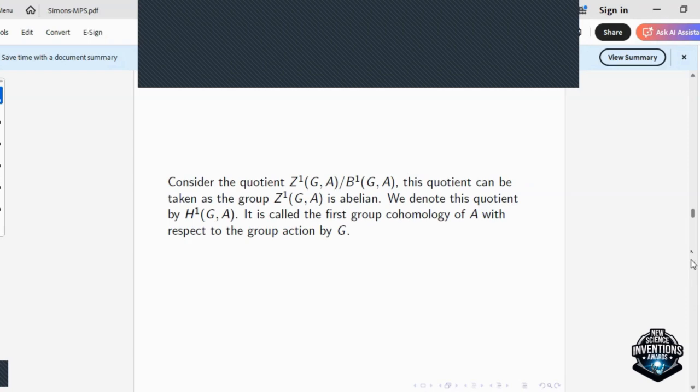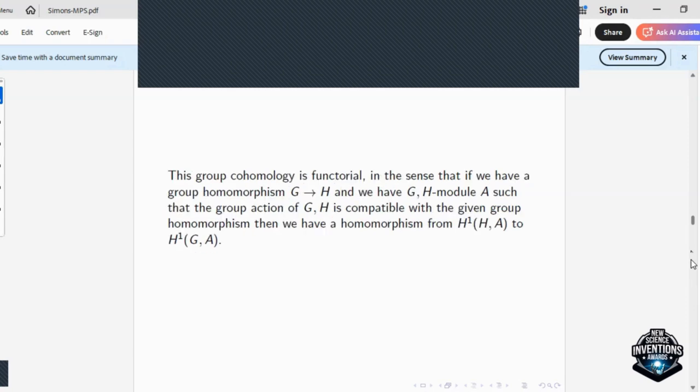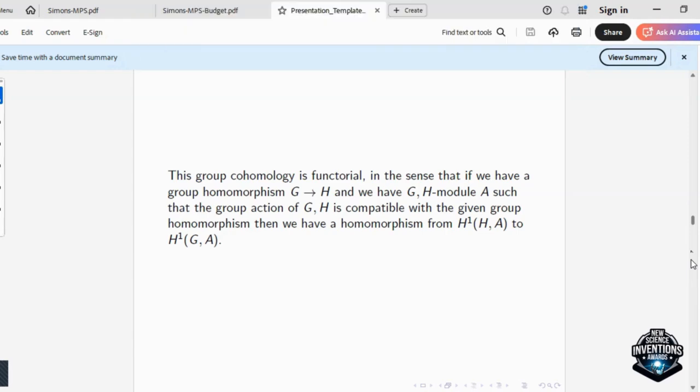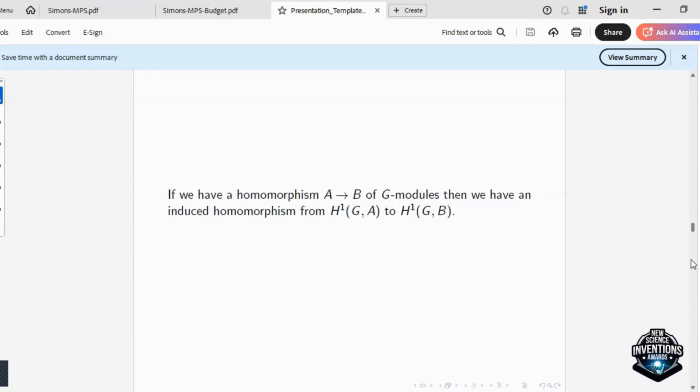So G is the absolute Galois group. Now, the group cohomology is functorial, in the sense that if we have a group homomorphism from G to H, then you have a map in the reverse direction, that is, a homomorphism from H1(H,A) to H1(G,A). And if we have a homomorphism from A to B, then this is covariant, in the sense that there is a map from H1(G,A) to H1(G,B).